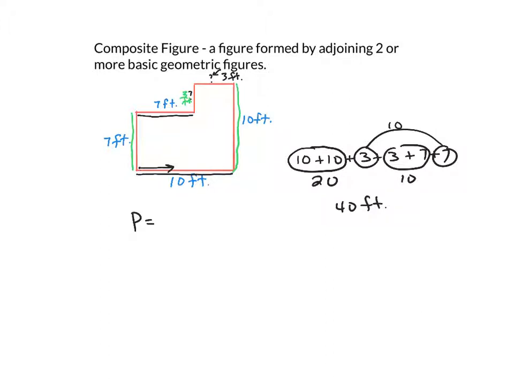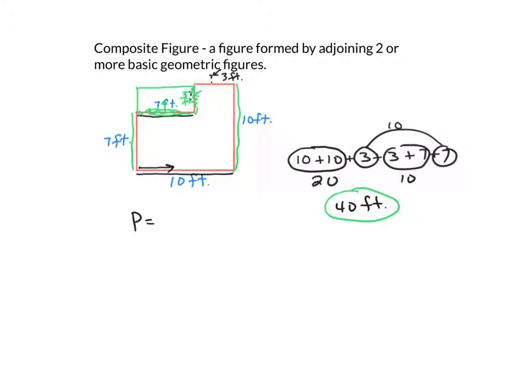One other thing I would like to mention that you could have done with this. Notice that if I had just decided to take this red line that's right here and moved it over to here, getting rid of it, and moved this red line right here up to here, getting rid of that, I would have had exactly the same thing. But I would have had a square that was 10 feet by 10 feet. And a square that is 10 feet by 10 feet has a perimeter of 40 feet.